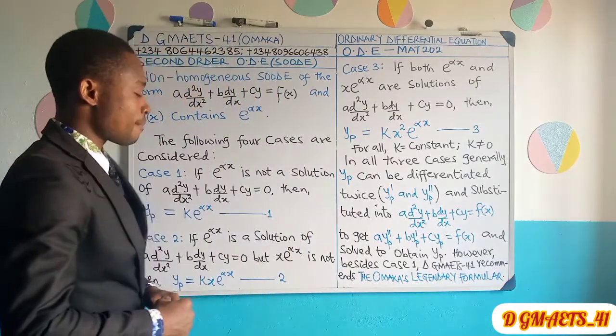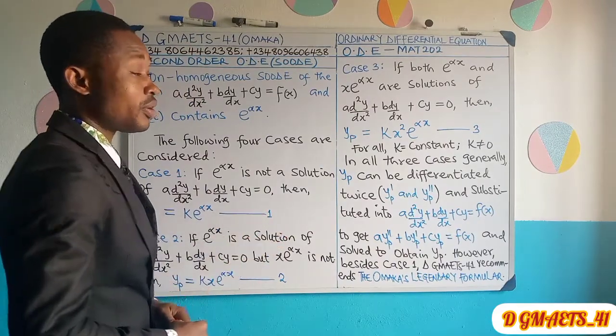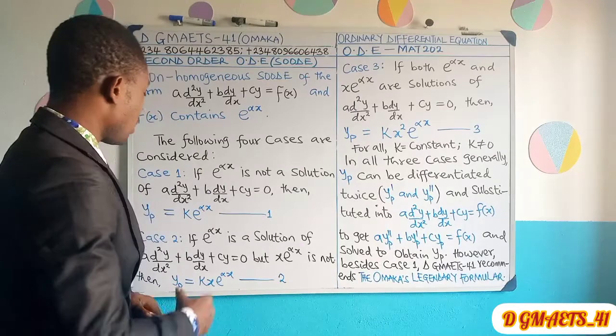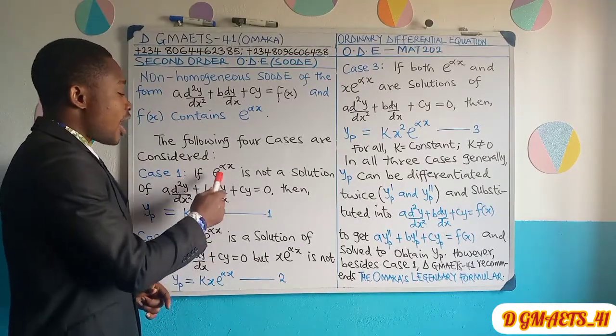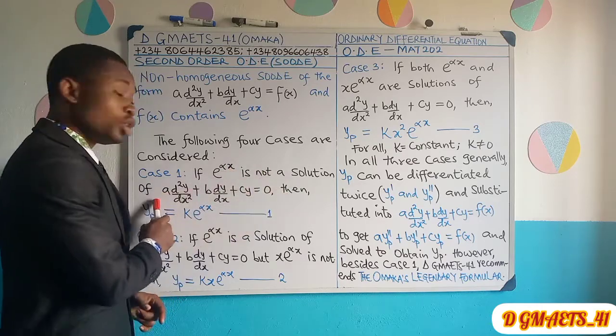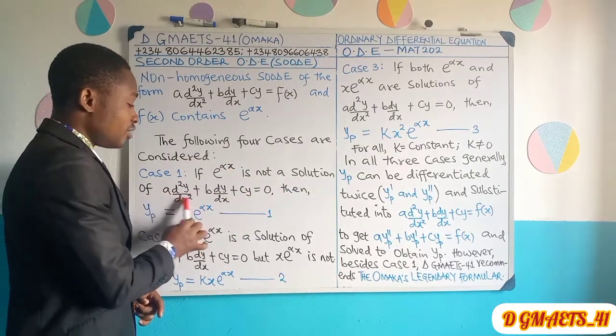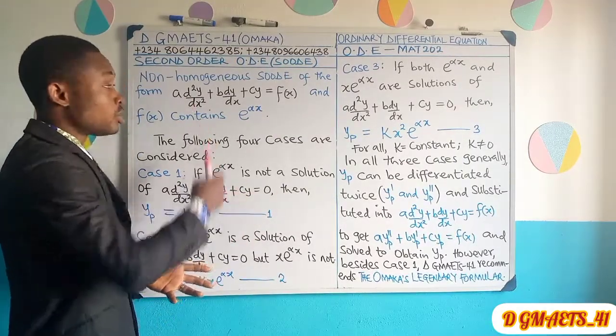Let's look at the first 3 cases as we have here on the board. Case 1 is a situation where the exponential alpha x is not a solution of these parts of the second order ordinary differential equation, non-homogeneous.